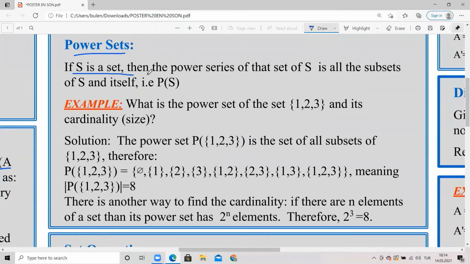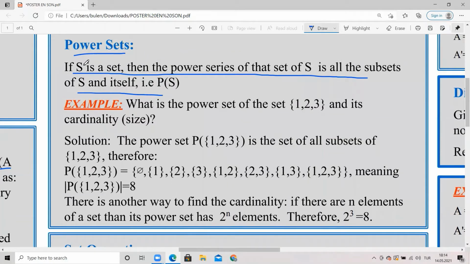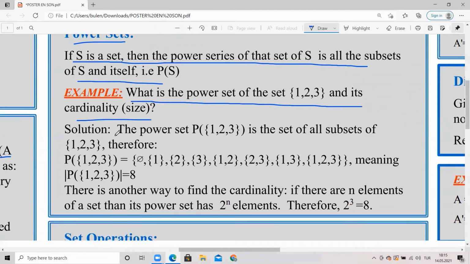If S is a set, then the power set of that set is all the subsets of that set, meaning that all the subsets of a set make up the power set of that set. For an example of this, we may look at this question, which asks, what is the power set of the set {1, 2, 3} and its cardinality, which has the same meaning as size.